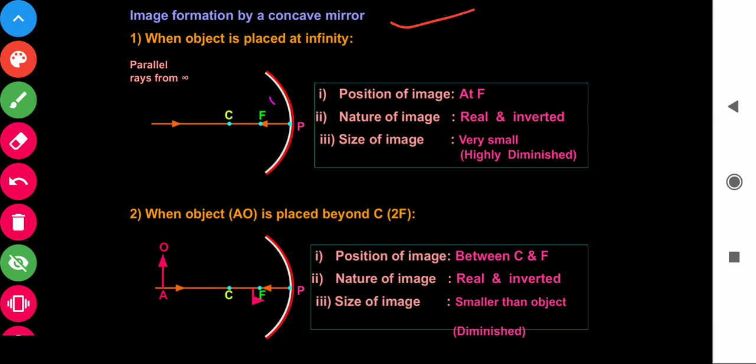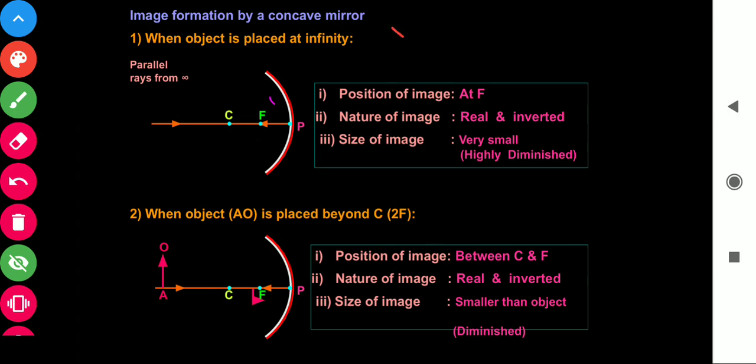The first one is when the object, how can we show the object? We will show the object like that. This is the object. And what can be the position of the object? First one is infinity. Second is beyond C. Third we will study at C. Then between C and F. Then at F. And then between F and P. How many images are there? 1, 2, 3, 4, 5, 6. 6 images we can draw. Let's draw one by one.